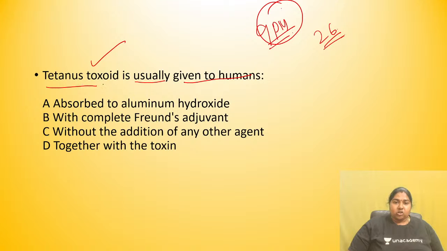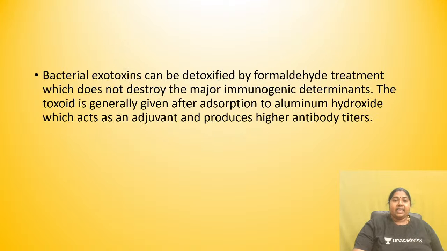So this tetanus toxoid is usually given to humans. So this is going to get absorbed into aluminum hydroxide or complete Freund's adjuvant, or it is given without the addition of any other agent, or together with the toxin. Tetanus toxoid, you require some medium, no? It is none other than your aluminium hydroxide, Al(OH)3. It is a very, very important one.